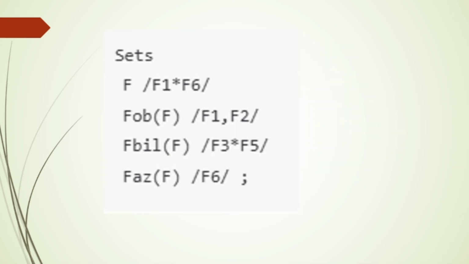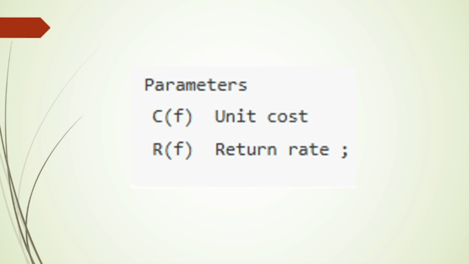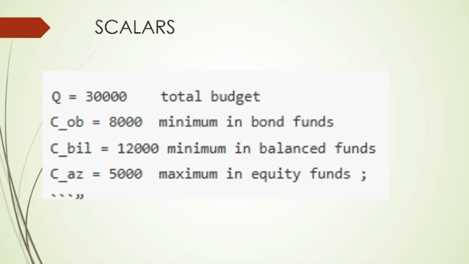In GAMS, the first step is to define sets. So we are going to define the funds by type. We have FOB, the bond funds, FBAL, the balanced funds, and then we have FEQ, the equity funds. About the parameters, we define the unit cost and the return rate. And lastly, we define all the scalars: the total budget, the minimum in bond funds, the minimum in balanced funds, and the maximum in equity funds.